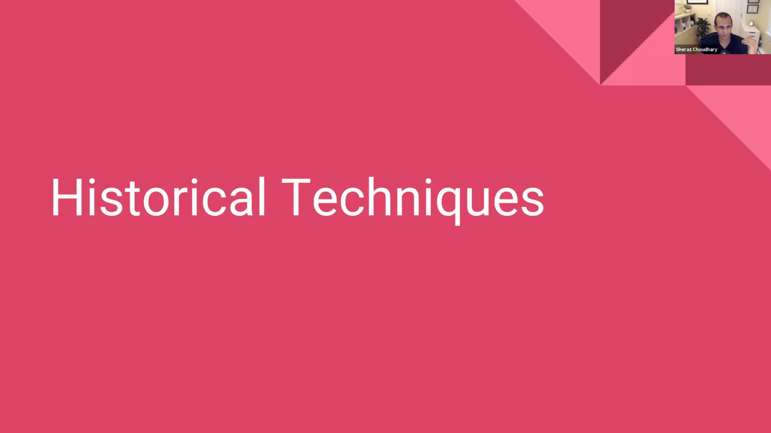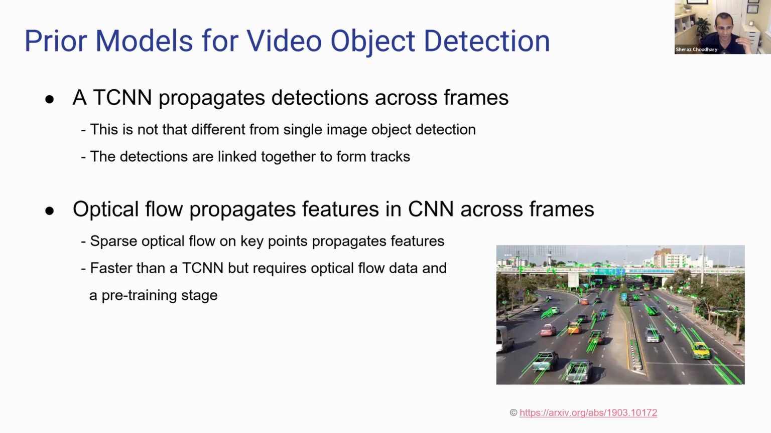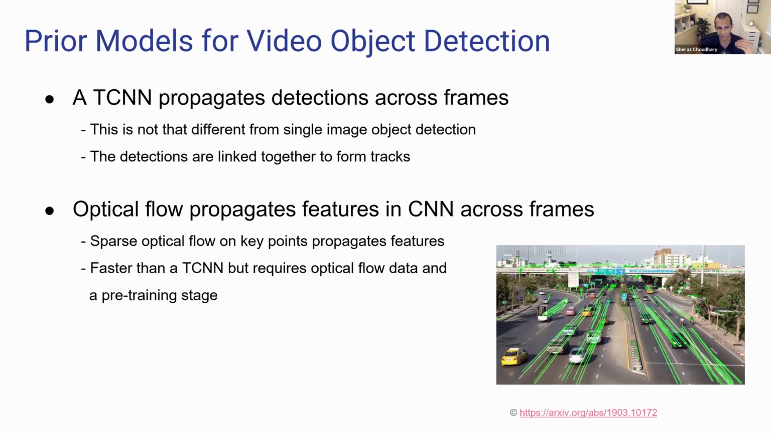So some historical techniques. The first one is basically a temporal CNN, which propagates the detections from one frame to another. This is not very different from making a detection on a single frame or a single image. And the detections are then linked together to form tracks.